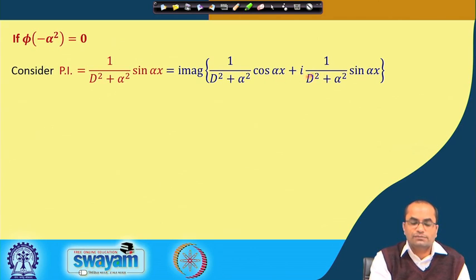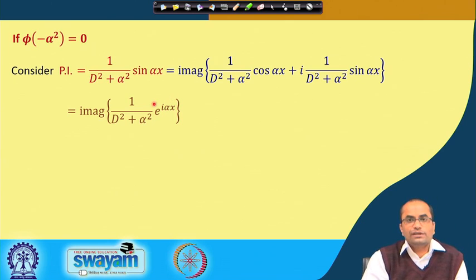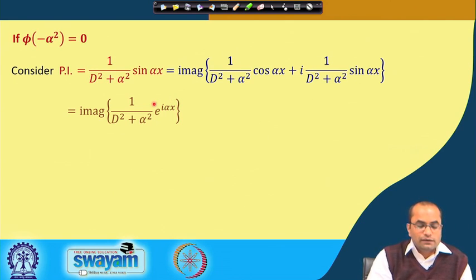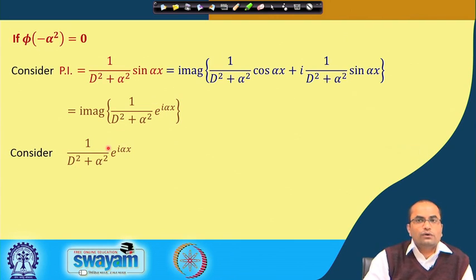So, cos alpha x plus I sin alpha x will be the exponential function with I alpha x, and then we have this operation 1 over d square plus alpha square, and we know the operation on the exponential function, we have already learned from the last lecture. So, we will consider now 1 over d square plus alpha square operated on exponential I alpha x.